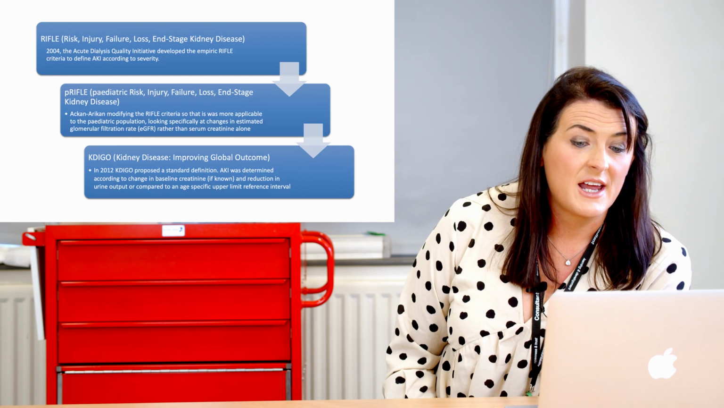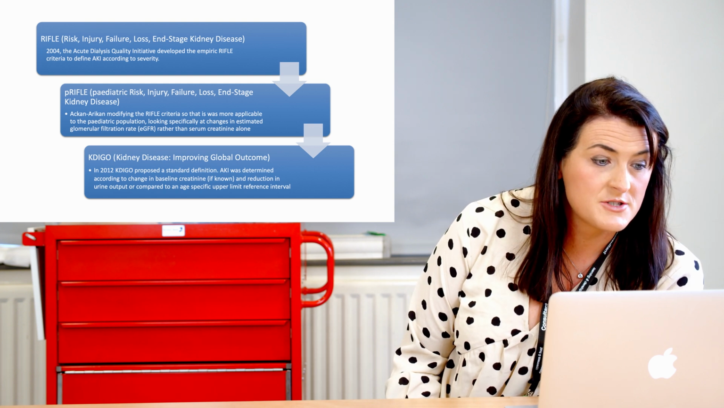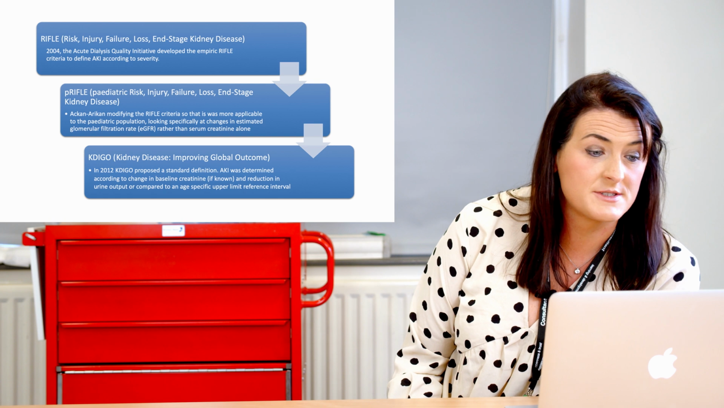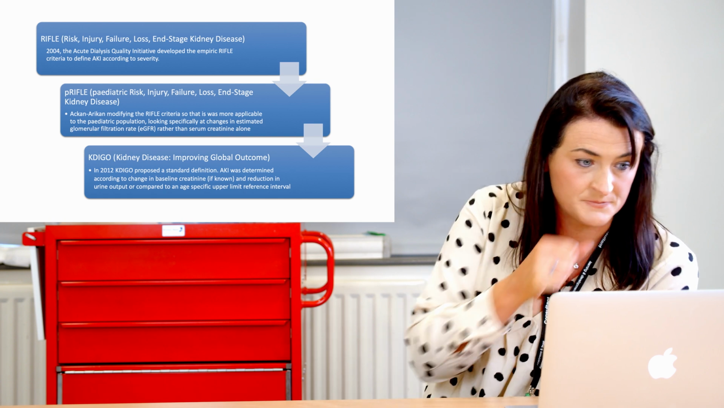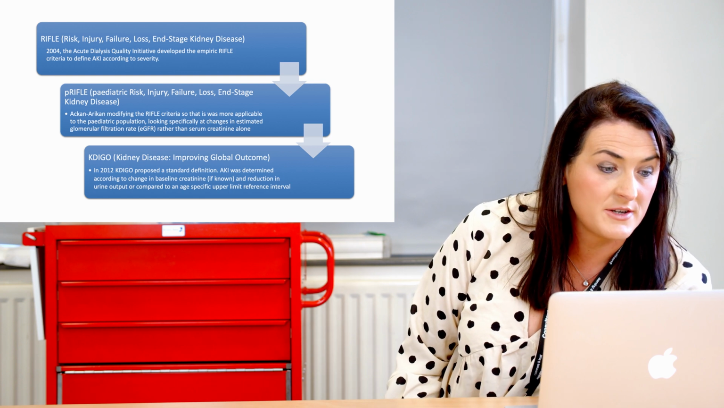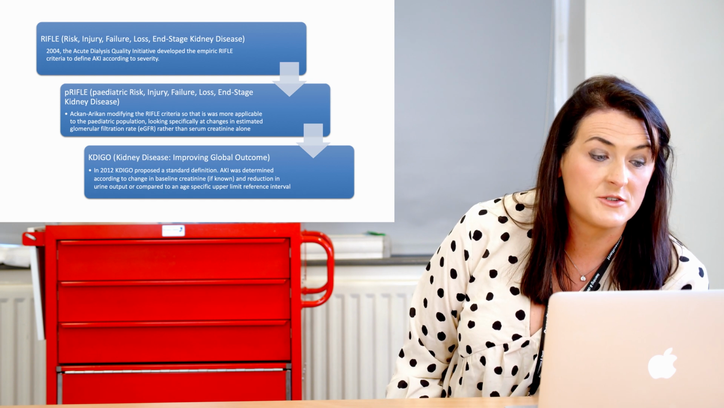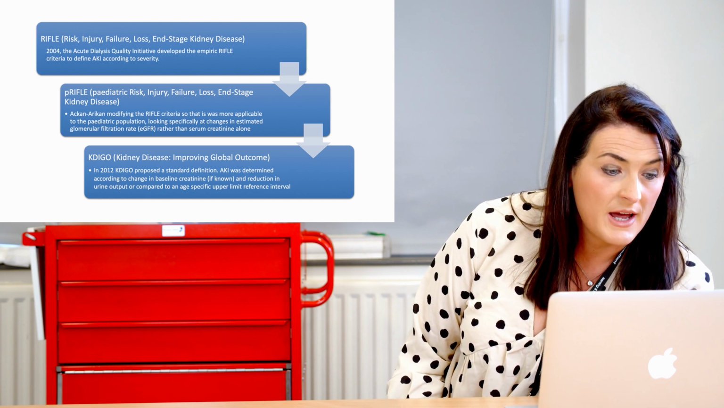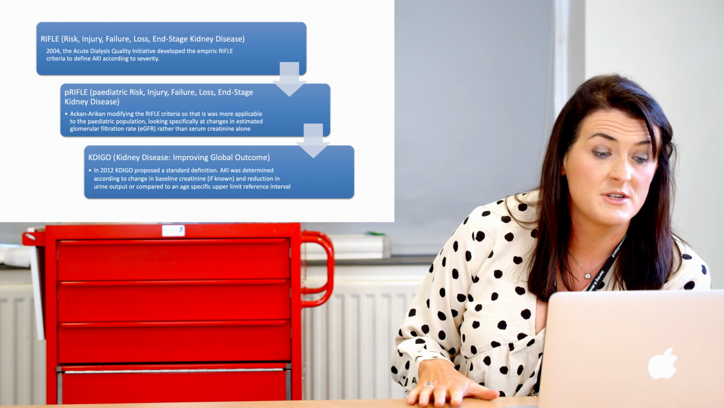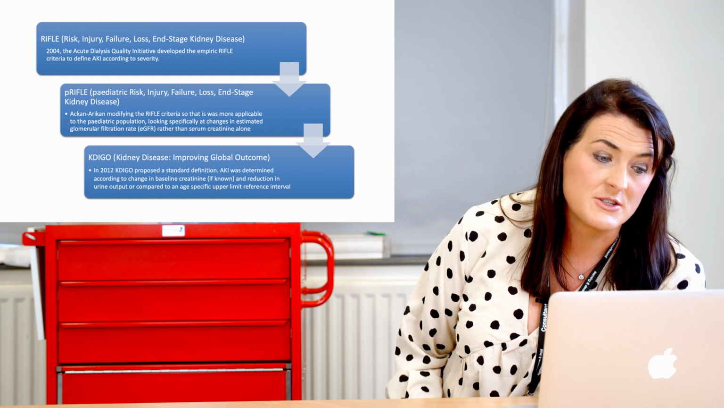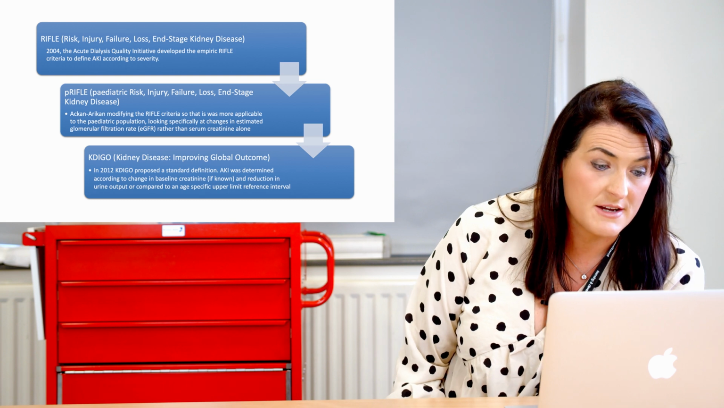So thinking again about the definition, there have been variable attempts to do this over the years. Primarily, RIFLE was very much adult driven: risk, injury, failure, loss and end stage disease. And this was carried out in 2004 by the Acute Dialysis Quality Initiative Development Group. That led on to Paediatric RIFLE, so pRIFLE, and that looked more at changes in glomerular filtration rate rather than just serum creatinine alone.